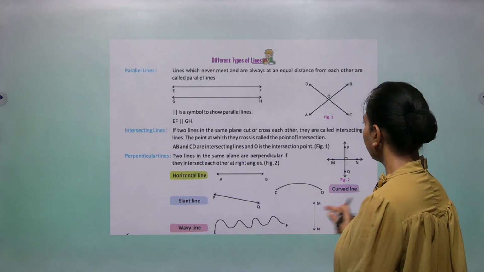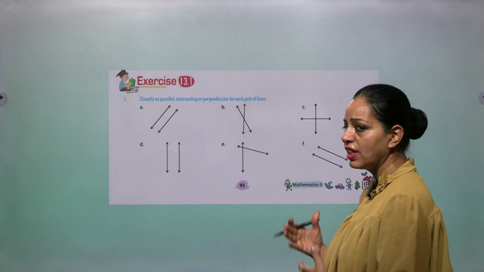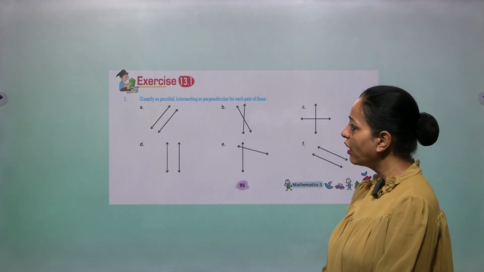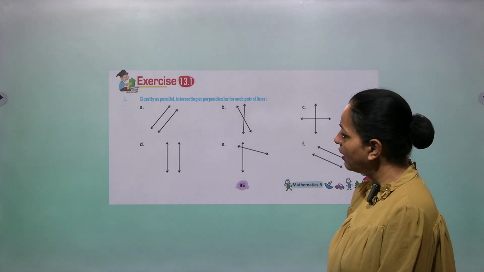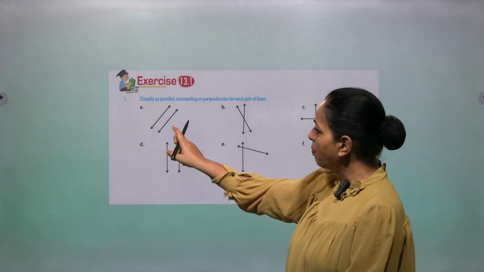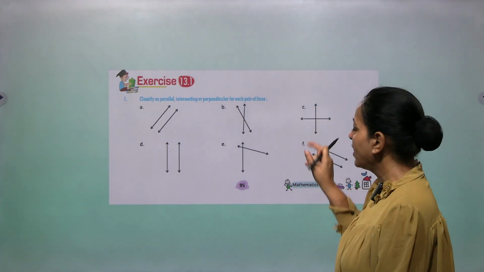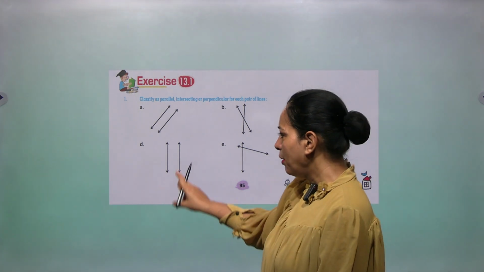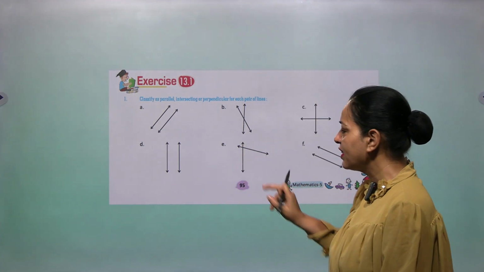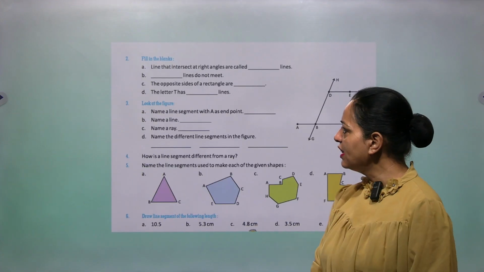Right? So now, exercise 13.1, based on such type of questions. Like the first one, classify as parallel, intersecting or perpendicular for each pair of lines. The A part is parallel, B is intersecting lines, C is perpendicular, D parallel, E intersecting, and F parallel. Okay, so it's very easy.